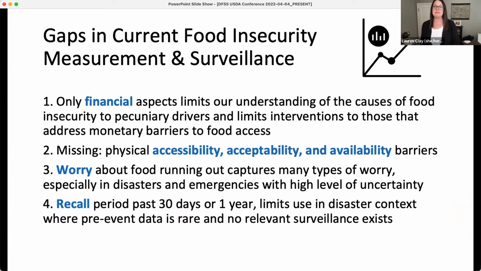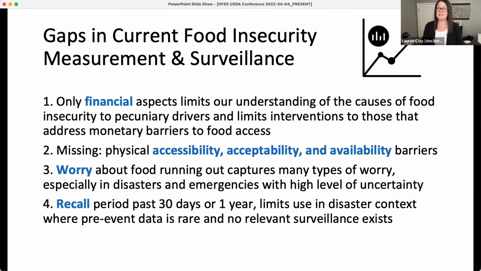So I just want to highlight some of the gaps in the research literature related to food insecurity measurement and surveillance from a disaster perspective. So certainly the USDA, 25 years of measuring food insecurity, thank you so much. The items, all of the various iterations from the 18 item to the 2 item Hunger Vital Signs, they really focus heavily on financial aspects. This limits our understanding of the causes of food insecurity to pecuniary drivers, and therefore limits interventions to those that address monetary barriers. In a disaster, there are so many barriers that are not monetary related, that it's really important that we expand this to understand a disaster context.